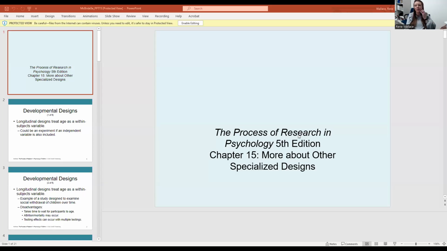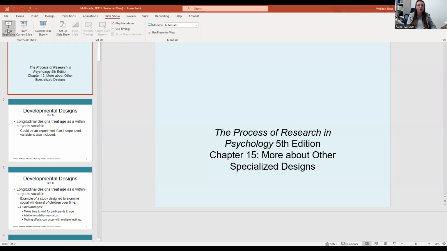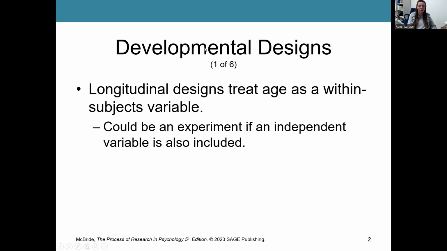I know I just left you on the edge like a cliffhanger. More about other specialized designs. So that was all about quasi experiments. And then here's some other special designs, right? We've done all the normal stuff, correlations and experiments and naturalistic observations, and we made it into quasi experiments. So what about some others?